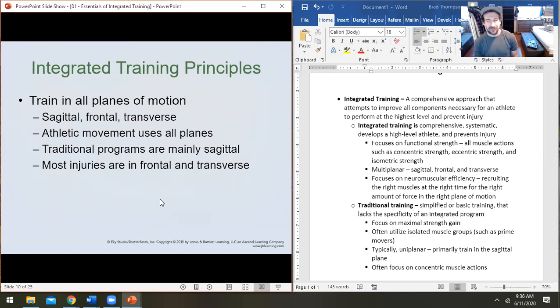Again, this is the thing. I remember I kind of poked fun at this chapter a little bit before we got started today. They repeat themselves a lot in this first chapter. They're like, NASM good, traditional bad. NASM good, traditional bad, over and over and over again. But yeah, traditional programs are typically sagittal, but most injuries take place in the frontal and the transverse planes.